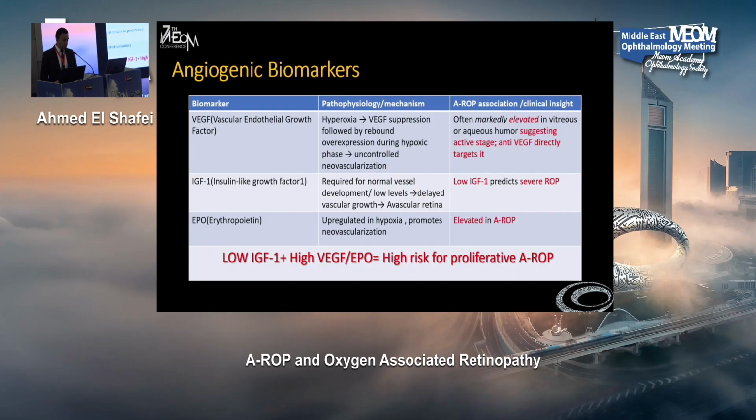We have angiogenic biomarkers, so briefly the VEGF, the insulin growth factor 1, and the erythropoietin, and how they reflect on ROP. The VEGF is often markedly elevated in the vitreous and the aqueous humor, suggesting the active stage, and anti-VEGF directly targets it. Low insulin growth factor predicts severe ROP, as the insulin growth factor at a low level delays the vascular growth into the avascular retina. The erythropoietin is elevated in aggressive ROP, so low IGF-1, high VEGF and erythropoietin mean high risk for proliferative aggressive ROP.